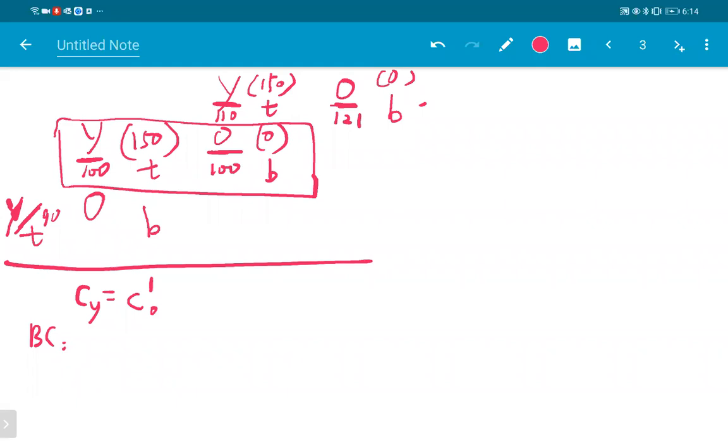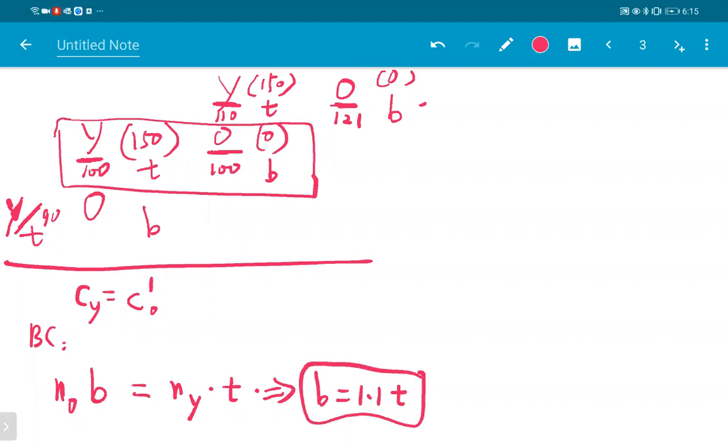For the government, they have a social security system to finance. The social security system costs them B, or you may want to write N of old times B. NO refers to the number of old people, and it equals NY times T. But clearly NY divided by NO equals 1.1, so that immediately gives you B equal to 1.1 T. So these are two equations.